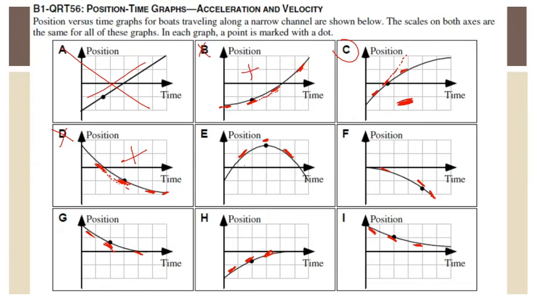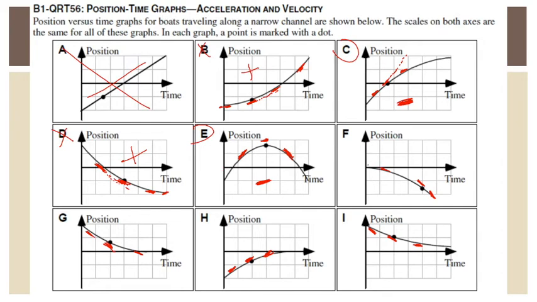E is an easy one because the velocity starts positive, goes to 0, and then goes negative. And the only way a velocity can start positive, then go to 0, and then go negative is if the acceleration is negative. So E is one of our answers.